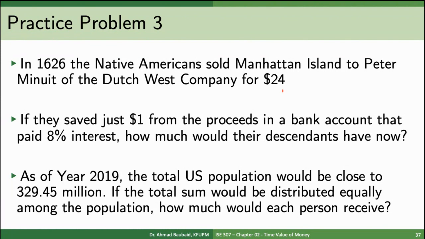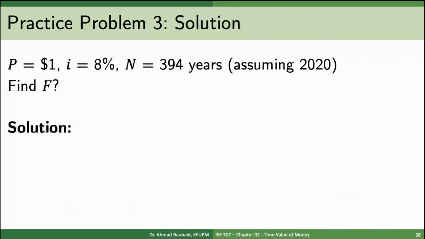And I'll just continue. Okay, so how do we solve this problem? It's sort of the same thing. We're given P as $1. Now N is going to be, assuming we're in 2020, 394 years. You can just add 1 if you want 2021, right? So this is going to be 2020 minus the 1626 that we saw in the previous slide. And I is 8%. And we need to find F, the future value.